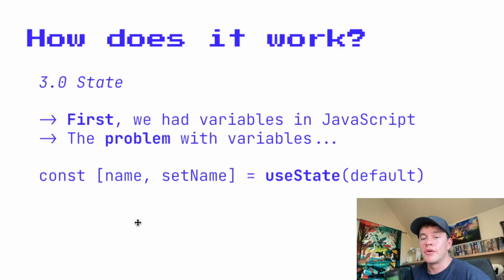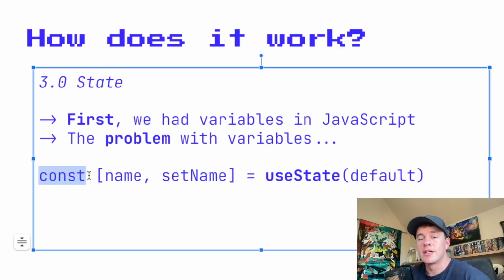The way that we create a stateful variable inside of React, we declare a variable, we initialize it as we normally would, except instead of just writing the variable name, here, this is the name of the variable. We have a variable called name. We wrap that inside of square brackets. And then the second thing here is what's known as a setter function.